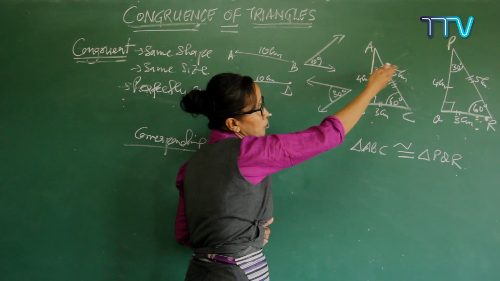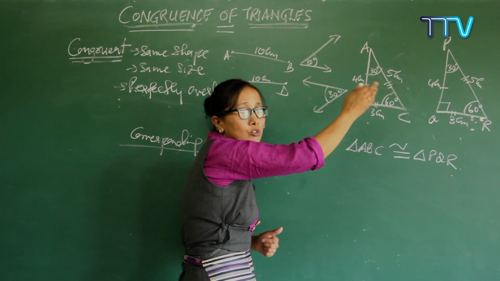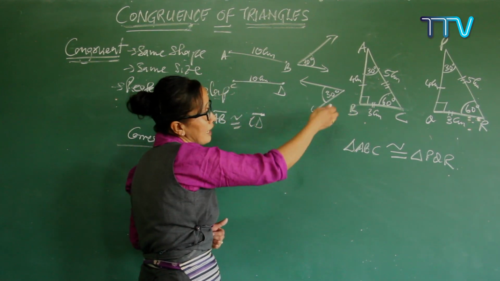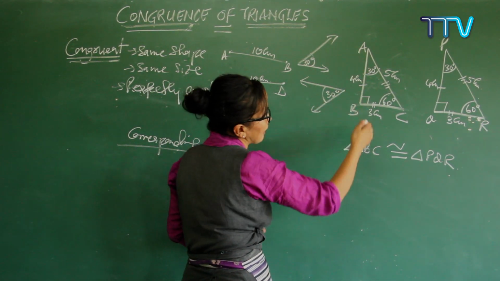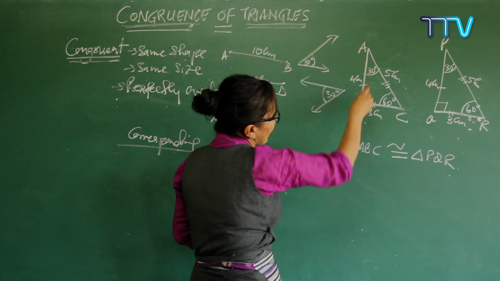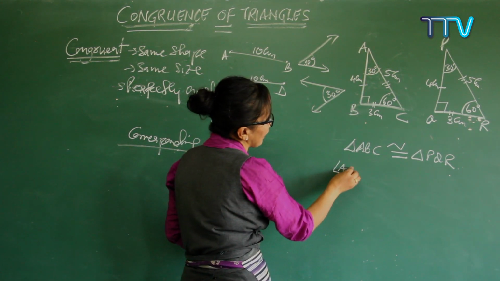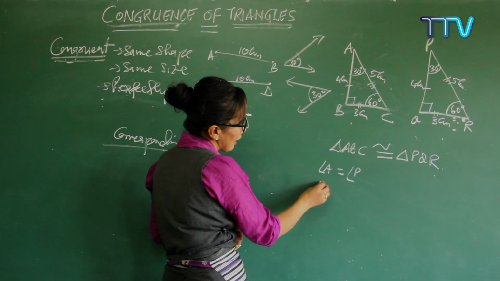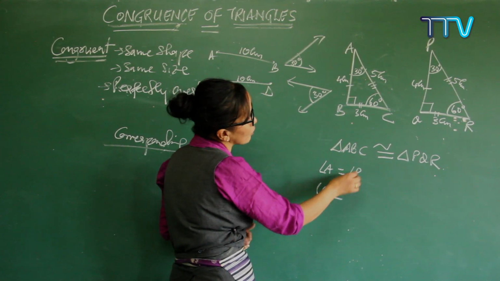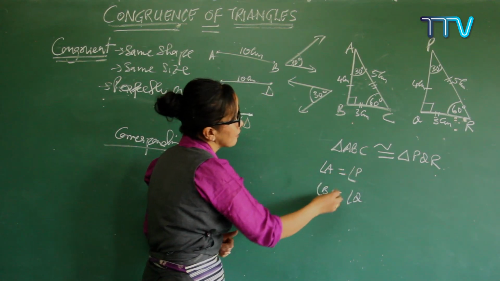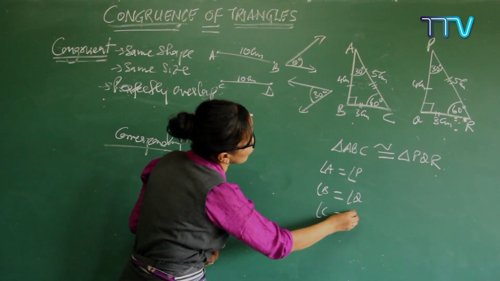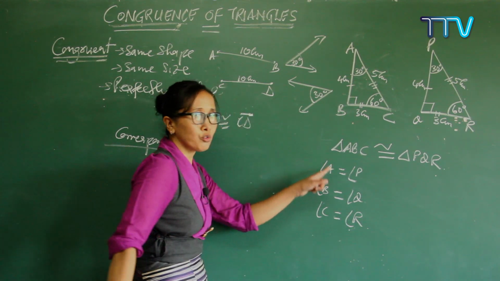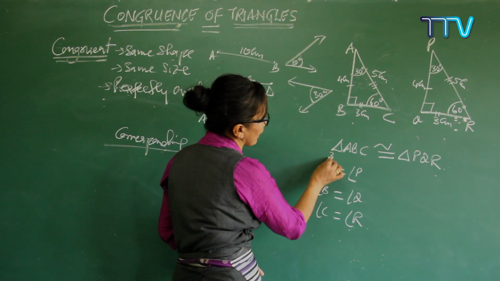So how many corresponding angles are there? We have got three angles. So write it down, which angles are equal to which? Let me write one by one. Angle A is exactly equal to angle P. And same here, angle B is exactly equal to angle Q. And the last one, angle C is equal to angle R. So three angles are there.